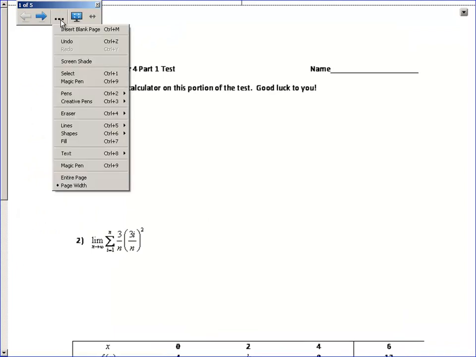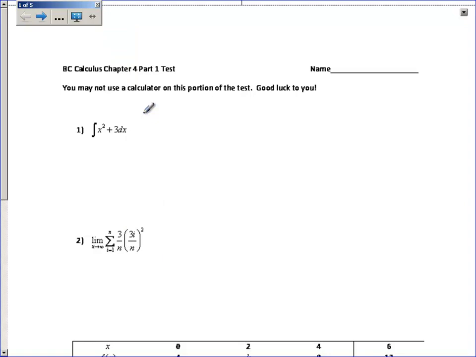The first question here is simply asking us, find an antiderivative for x squared plus 3. Anytime you don't see numbers on the bottom and the top, you better put a plus c on your answer. So this is x cubed over 3 plus 3x plus c.